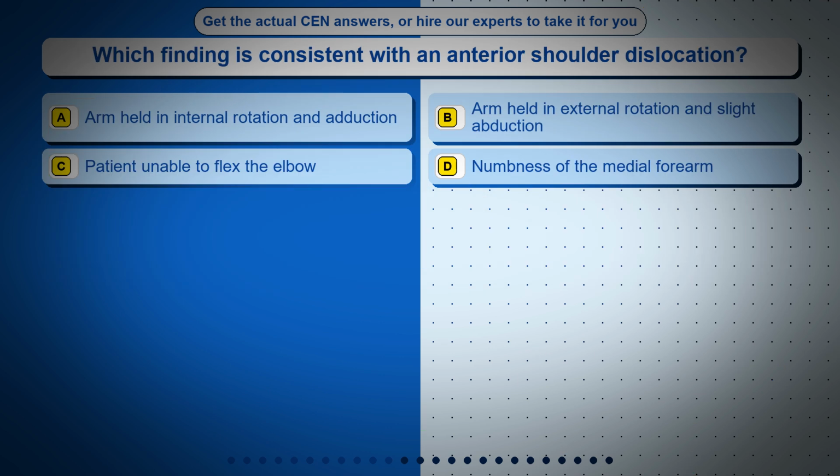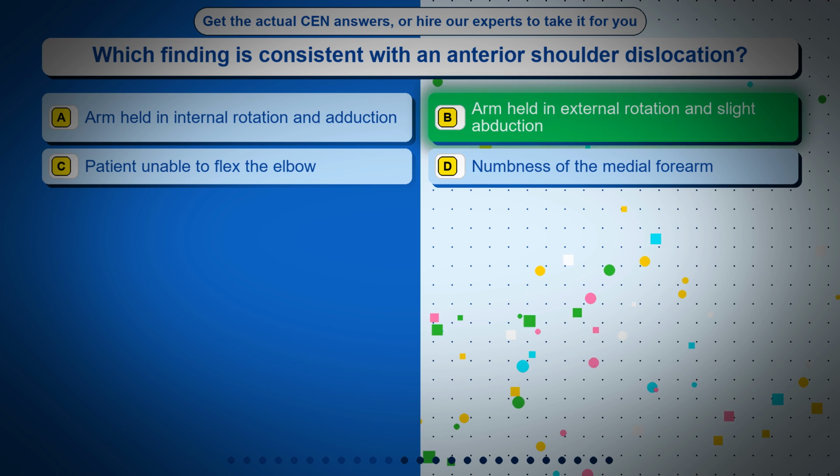Question 11. Which finding is consistent with an anterior shoulder dislocation? Option A, arm held in internal rotation and adduction. Option B, arm held in external rotation and slight abduction. Option C, patient unable to flex the elbow. Option D, numbness of the medial forearm. The correct answer is Option B.